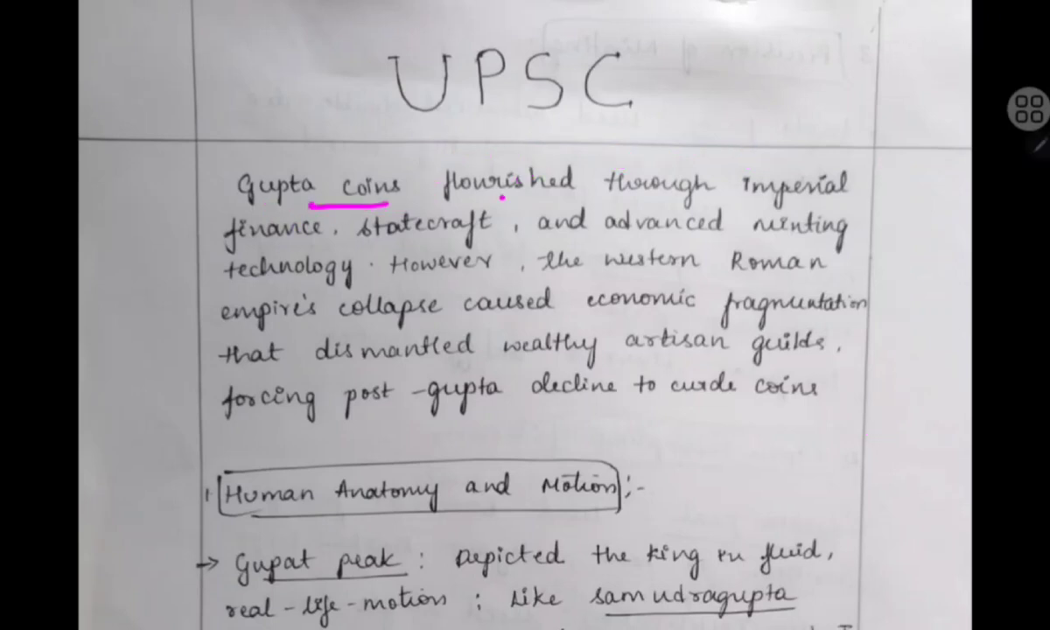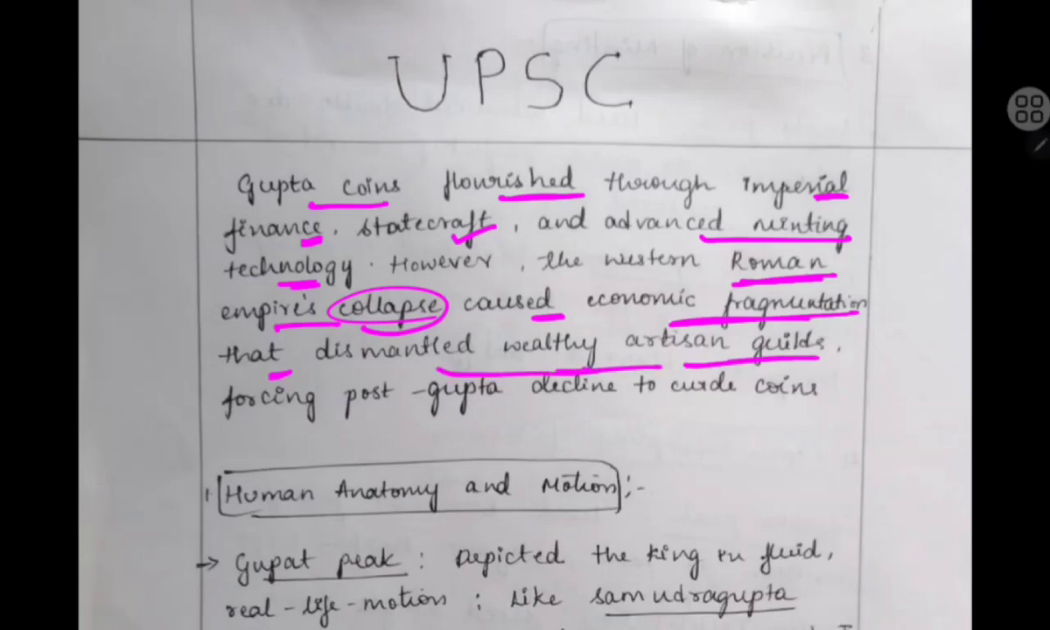I'll read it out. Gupta coins actually flourished through imperial finance, statecraft and advanced minting technology. However, I'm giving the reasons for the decline of excellence of Gupta coins. What is the reason? The Western Roman Empire collapsed, which caused economic fragmentation that dismantled wealthy artisan guilds, forcing post-Gupta decline to crude coins. I'm not saying a decline, and I'm not finishing the introduction by saying the word decline.